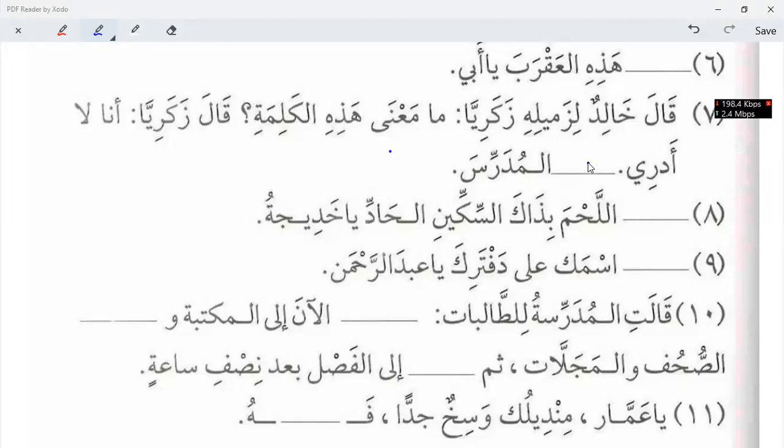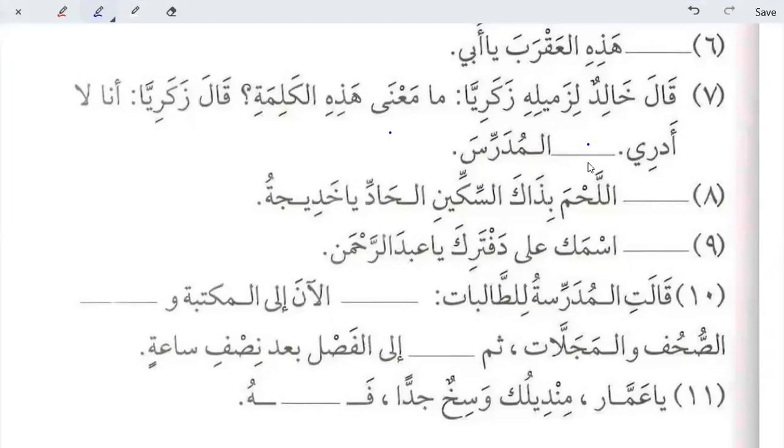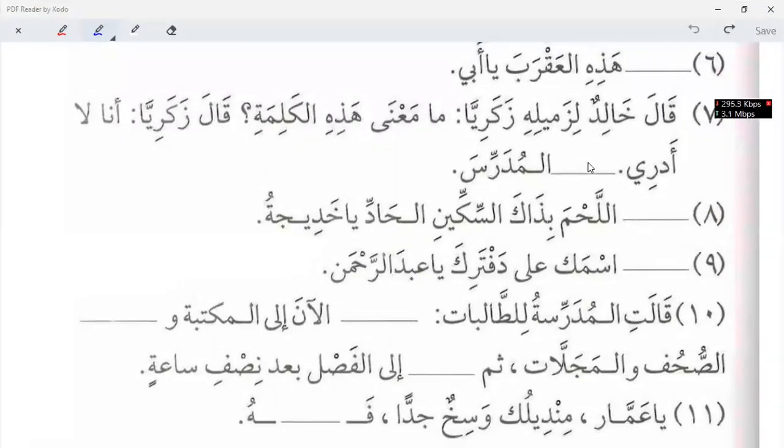Kuala Khalidun. Sakriya ma. Ma'ana hasil kalimati kuala sakriya ana la adri. I don't know. Ask the teacher. I forgot the word.